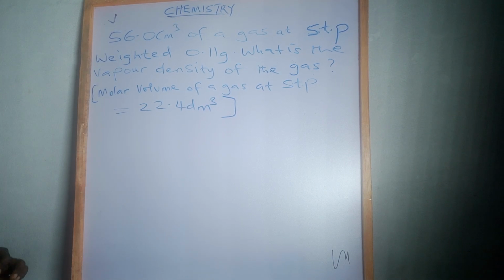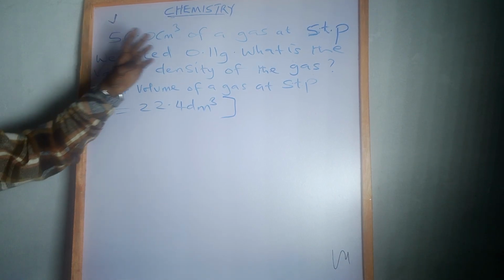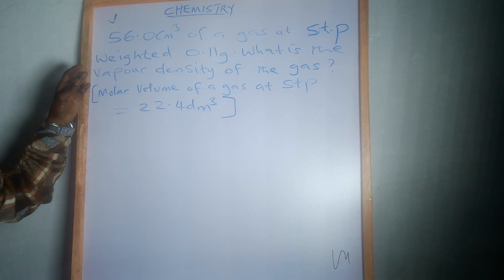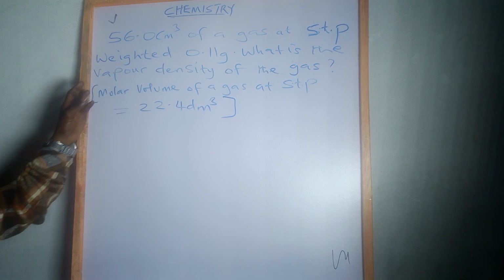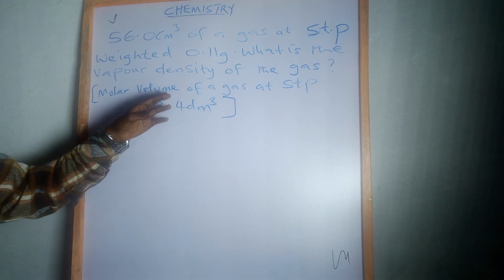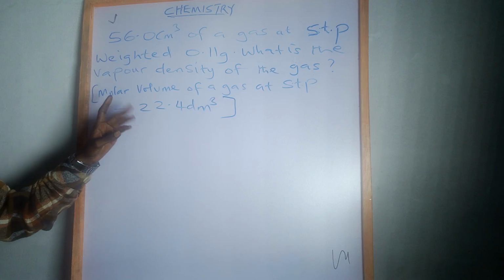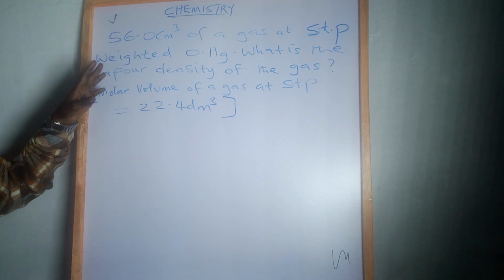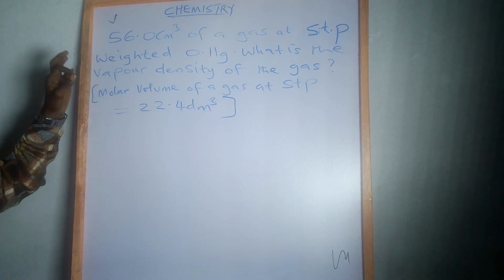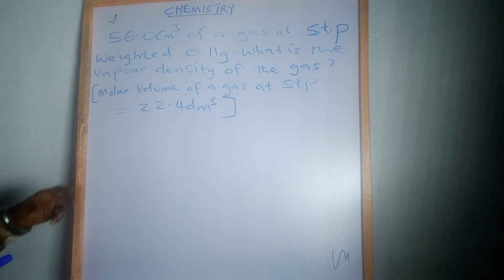This is another question on the board. 50 centimeter cube of a gas at STP weighed 0.11 gram. What is the vapor density of the gas? Molar volume of a gas at STP equal to 22.4 dm cube. This particular question is under the topic calculation of relative molecular mass and vapor density.